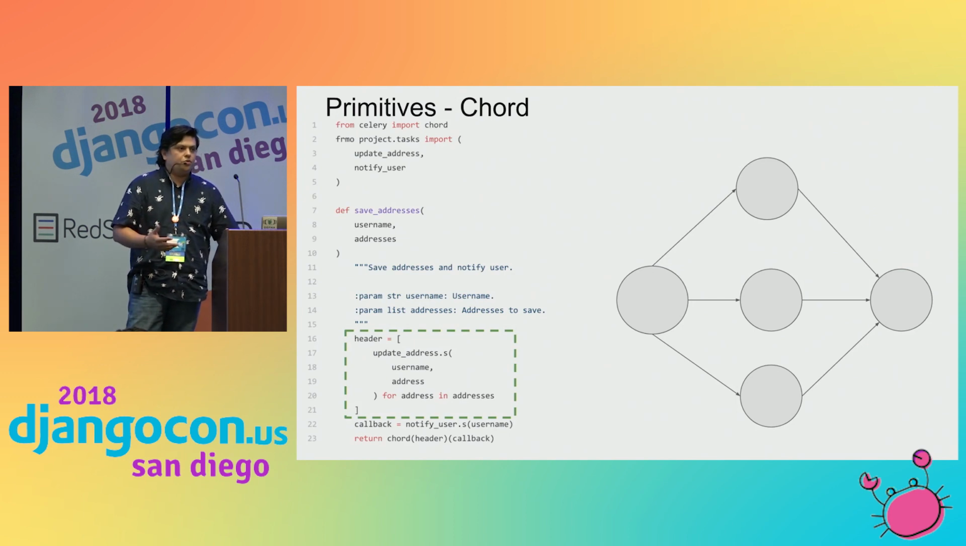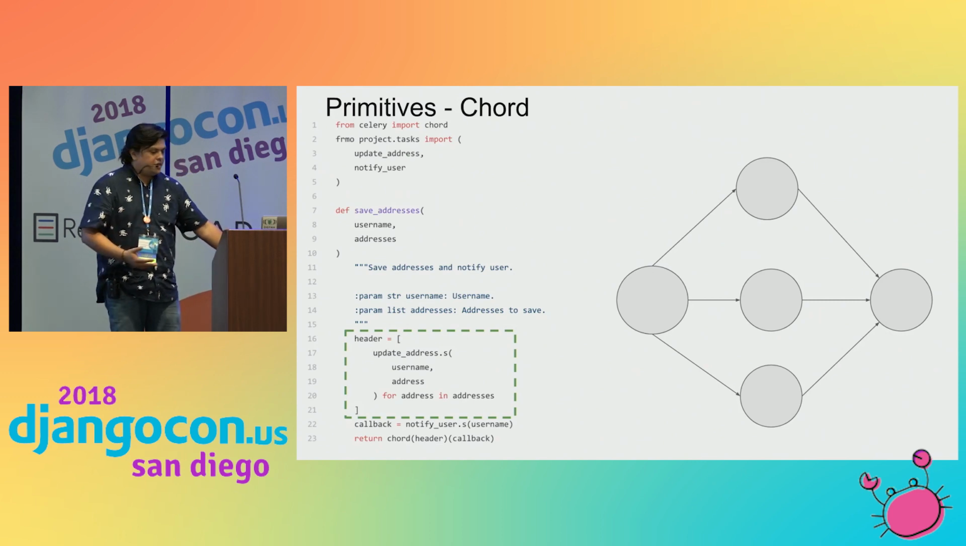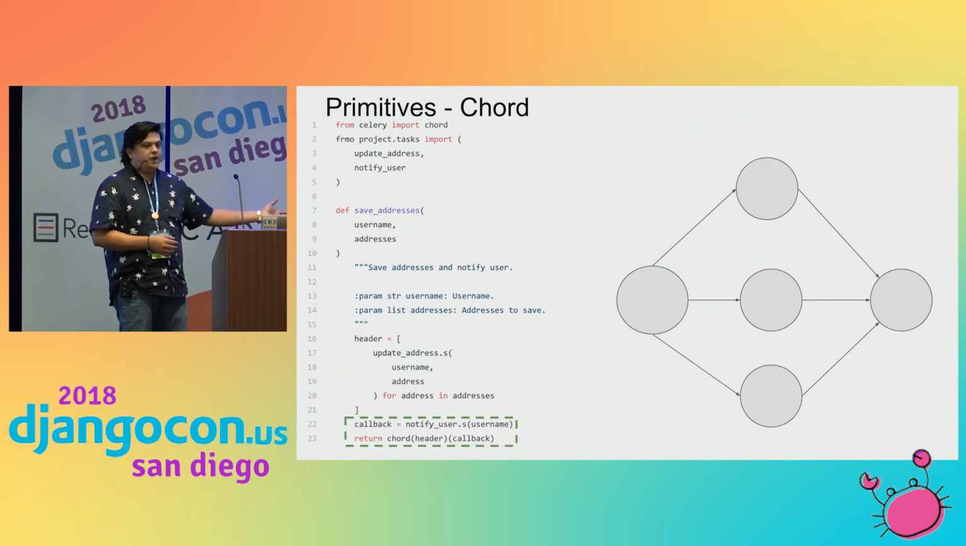So there are two ways to create a chord. One is to create a header, which is an array of one or more tasks, and then a callback, and execute that.